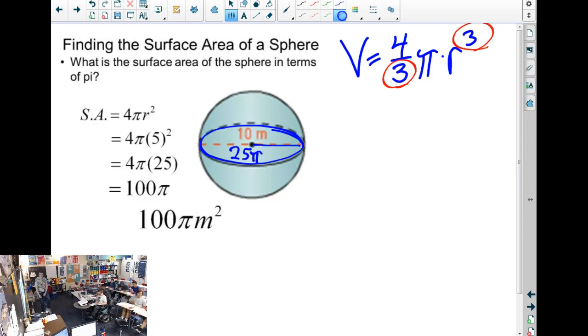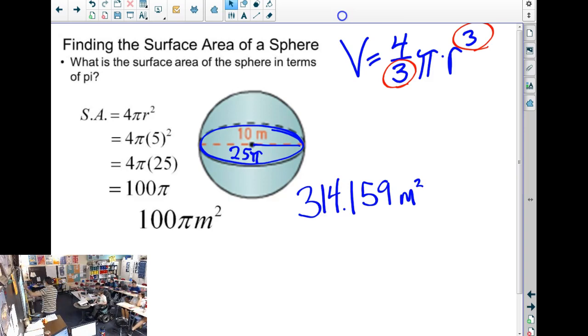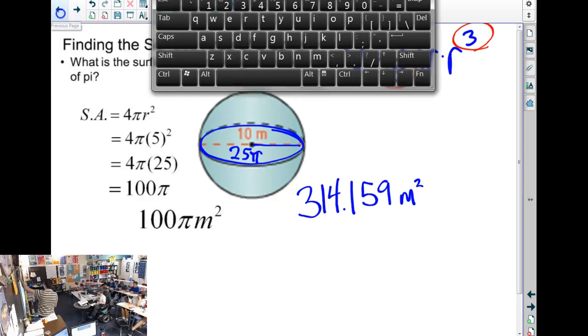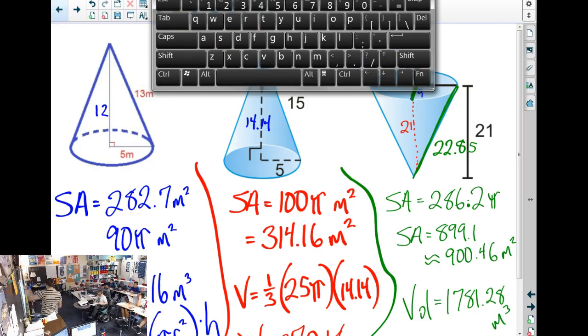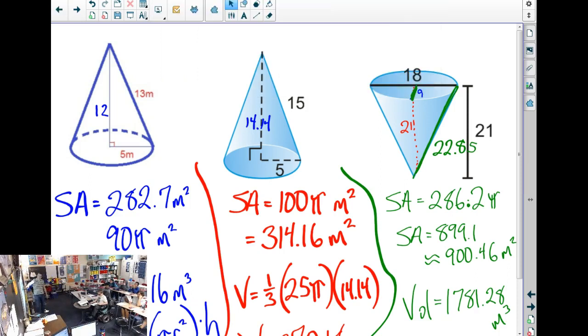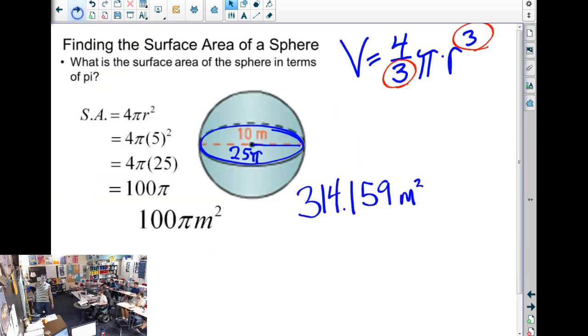So this would really be 314, which ironically is the same as our cone on the front. Whoa. Right? So we could actually compare a cone with the same surface area as this sphere. It was this one, right? And it has the same radius. So a cone that's 5 by 15 actually has the same surface area as a sphere with a radius of 5. Interesting.